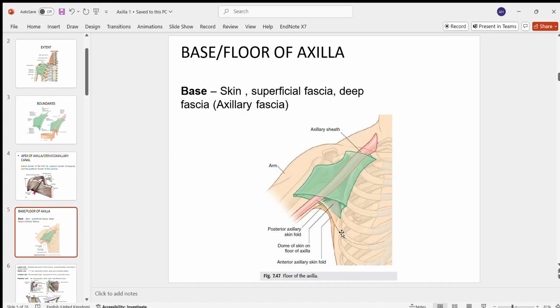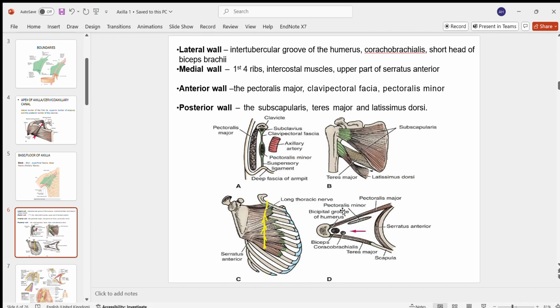Now the base or floor of axilla is lying inferiorly. It is composed of skin, superficial fascia, and the deep fascia, which is also the axillary fascia in this area. So from outwards to inwards, the layers that we encounter in the floor or base of axilla are the skin, superficial fascia, and the deep fascia or the axillary fascia.